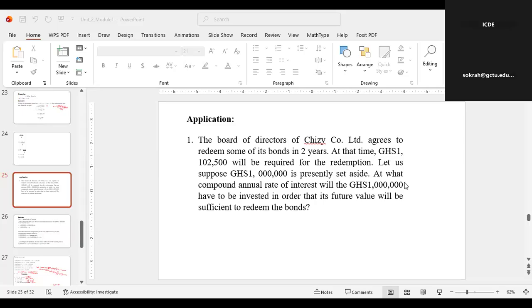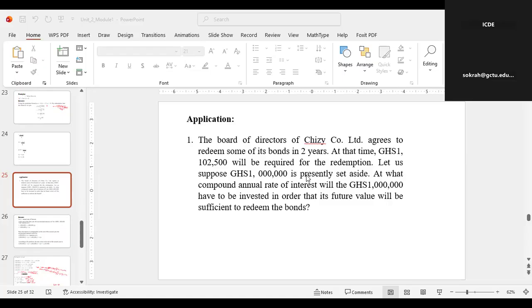Equations or what? Quadratic equations and linear equations. And we were to look at this application question on quadratic equations. So the question says, the board of directors of Cheesy Company Limited agrees to redeem some of its bonds in 2 years. At that time, 1,102,500 cedis will be required for the redemption.